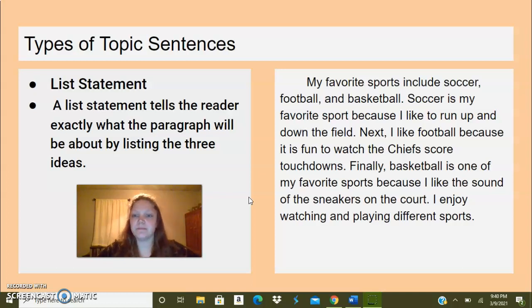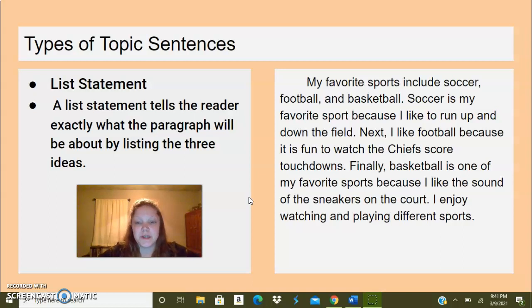So let's read on. My favorite sports include soccer, football, and basketball. Soccer is my favorite sport because I like to run up and down the field. Next, I like football because it is fun to watch the Chiefs score touchdowns. Finally, basketball is one of my favorite sports because I like the sound of the sneakers on the court. I enjoy watching and playing different sports.